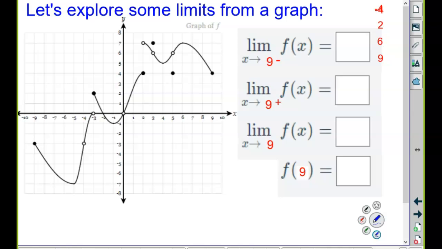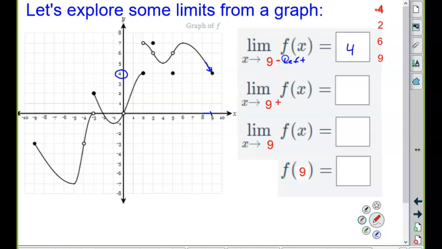All right, so let's take a look at this. This little negative here stands for the left, so it says as I approach 9 from the left, so that's numbers that are just less than 9, like 8.9, 8.99, 8.9999, where are they headed? We're headed close to the output of 4. Nothing special there, right? But what about this one?